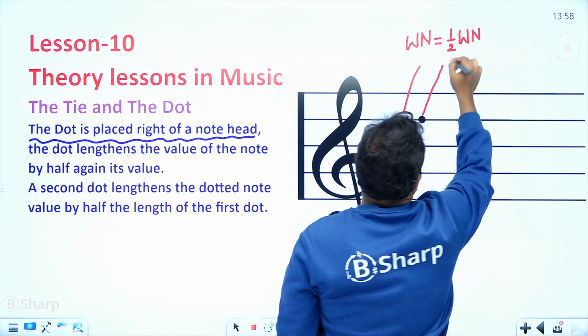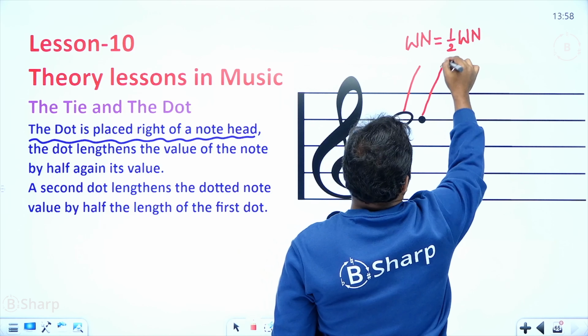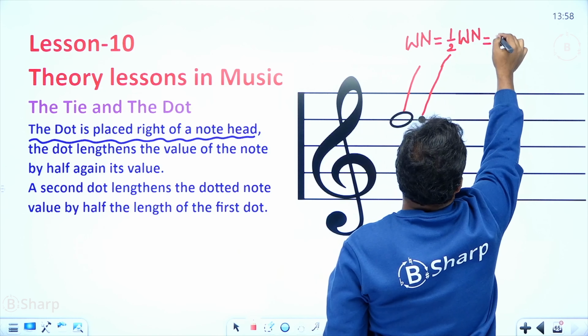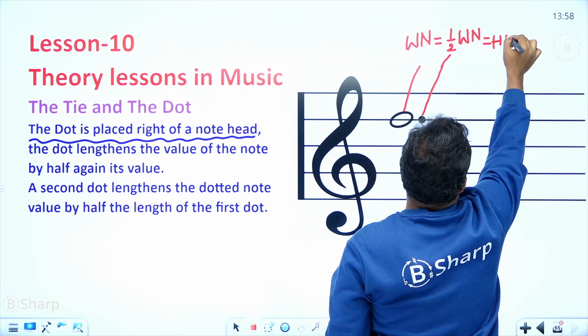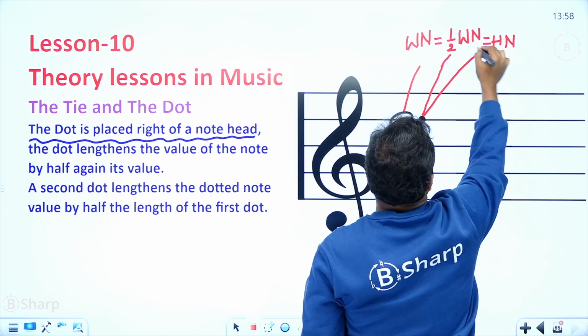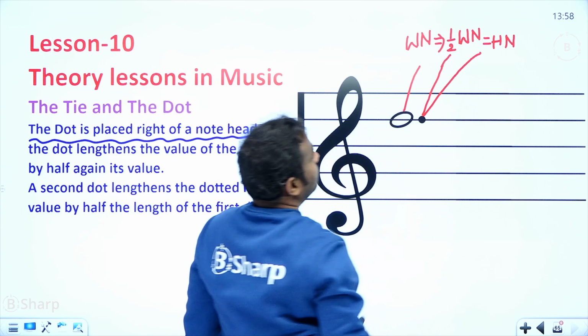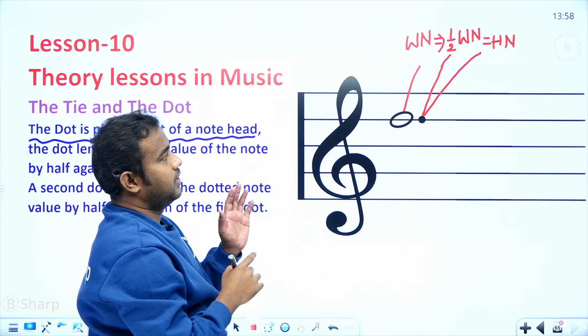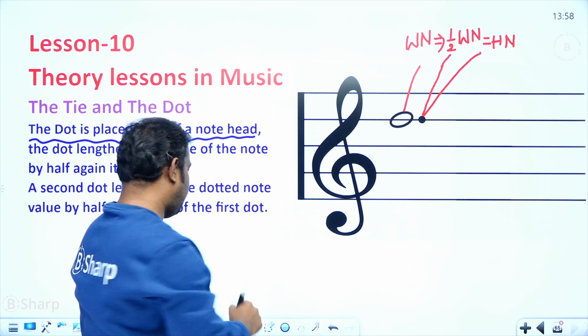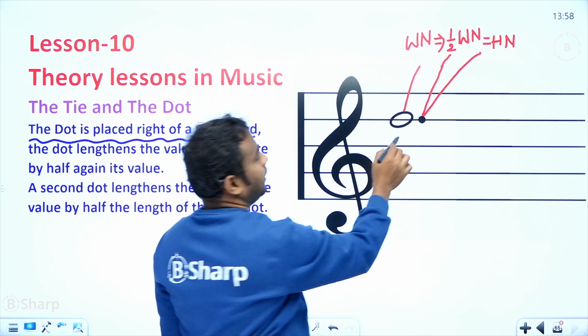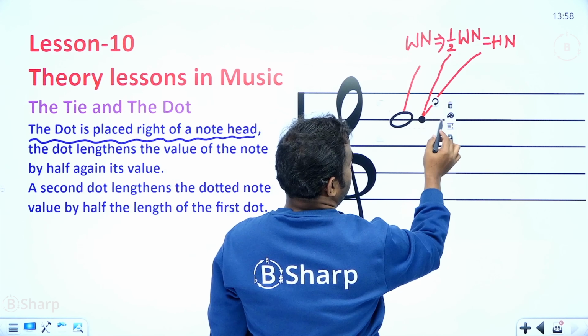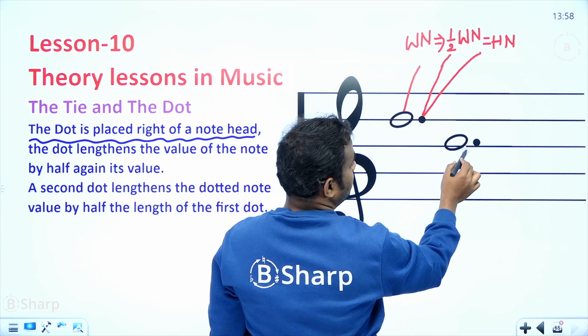So this dot is now, how much is this one? Half of this whole note is a half note. So one half note is the value of this one. From the whole note, we take this into a half note. Say for example, one more point. I'm going to use the same thing again here.